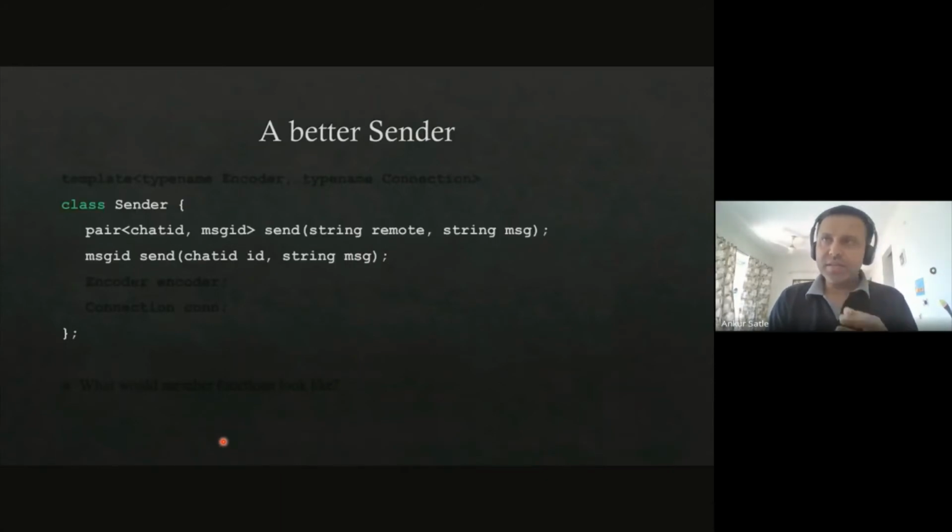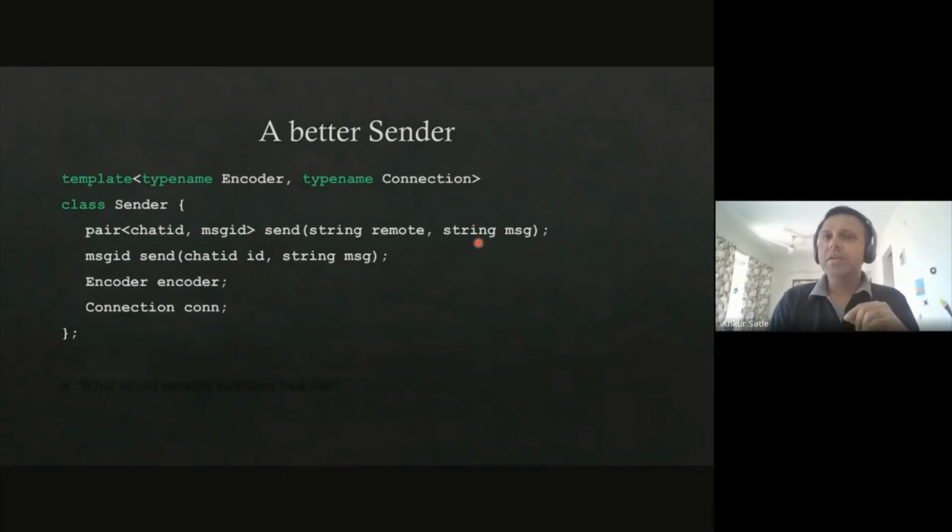So the sender class is definitely needed. Its API to send is definitely needed. Send within a chat or send to a remote to start a new chat. But we introduced two template types, which are the encoder and a connection, and have an instance of each of those. So you have an encoder and a connection, and this sender uses both these to achieve its functionality. And the encoder does its job, the connection does its job.